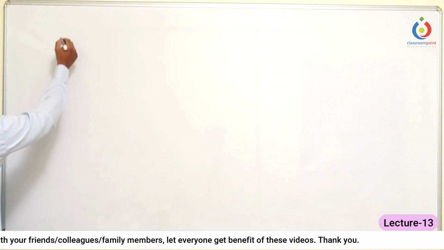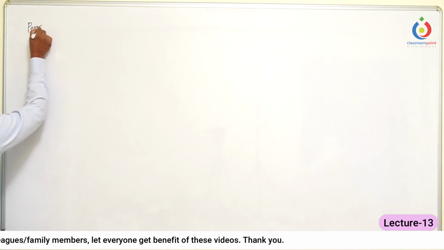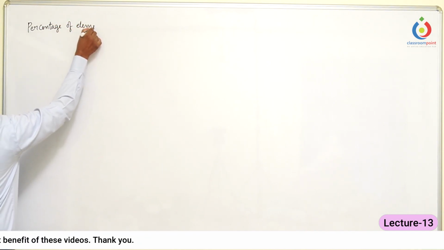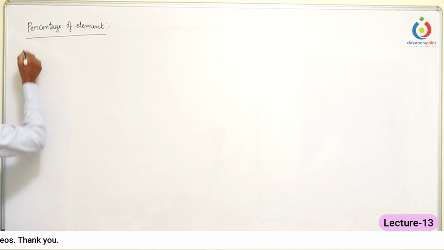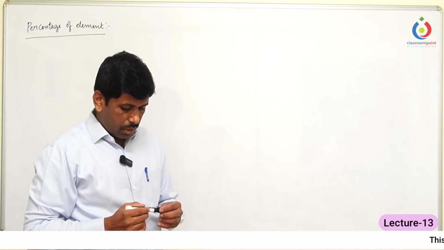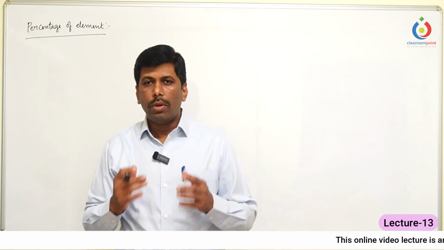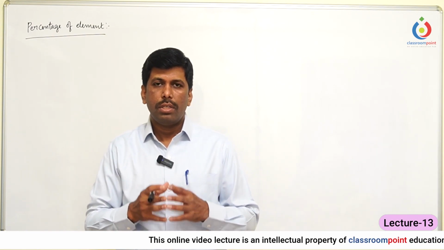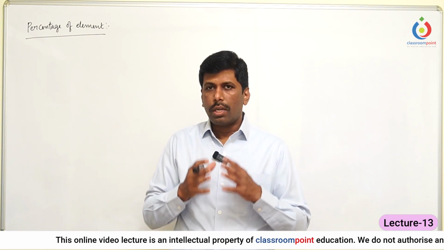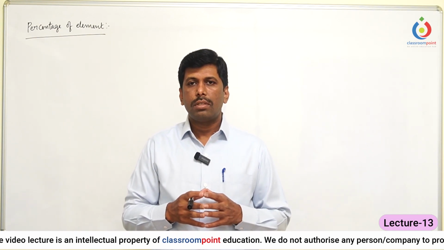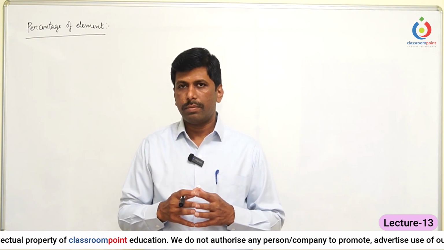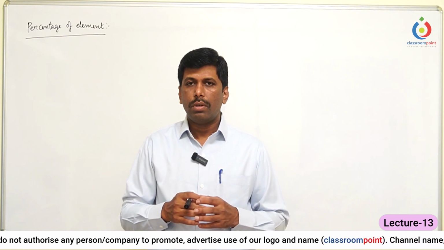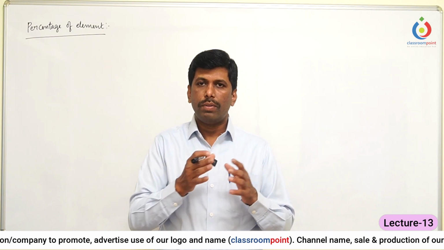So the first one is percentage of element. Percentage of element means if you take any particular molecule, the molecule is composed of atoms. If you take carbon dioxide, it is composed of carbon and oxygen. Carbon carries a certain mass, oxygen carries another mass. When these two combine and form a new compound, the mass of the compound will be different from the mass of both of these atoms.